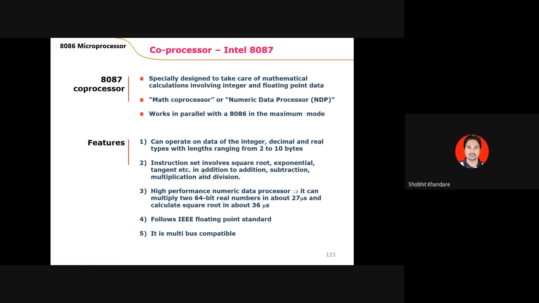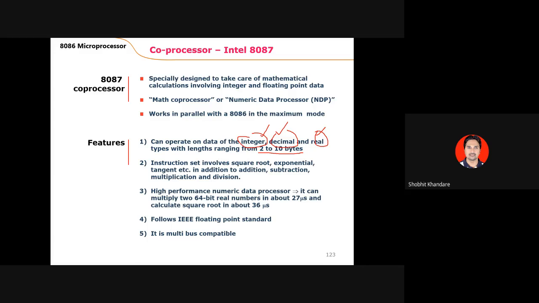The features, please try to understand the features. It can operate on data of integer type. Which particular numerics can we cope with? We can use data like integers, decimals, and real types. And see the range: the length ranges from 2 to 10 bytes. So these are the different data types: the integer, decimal, and real values.